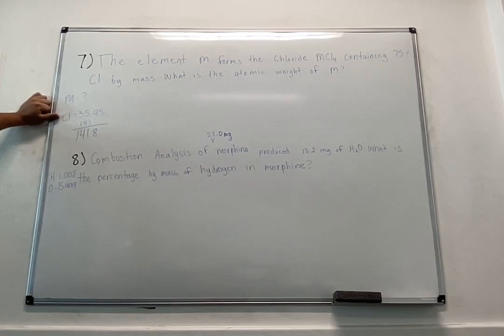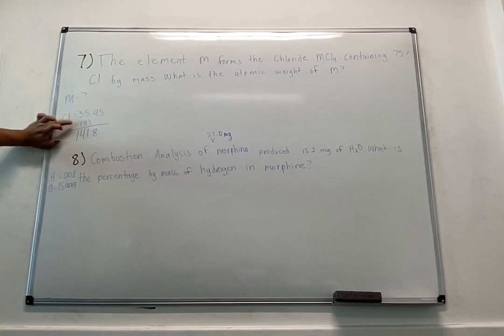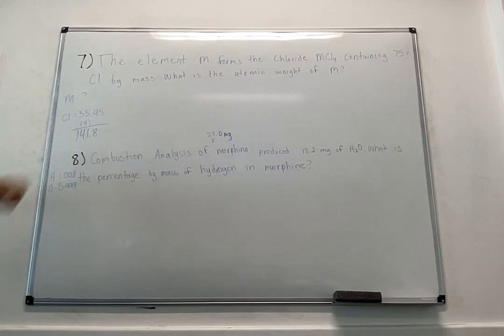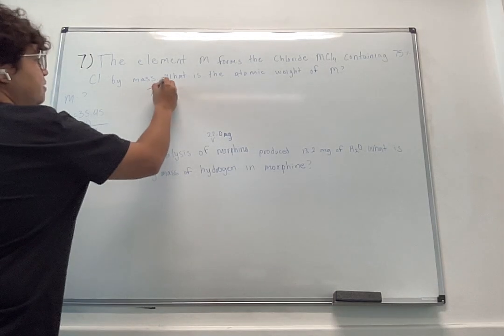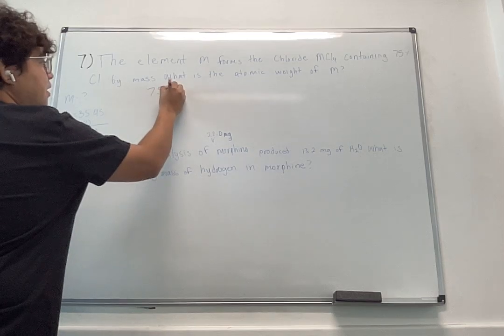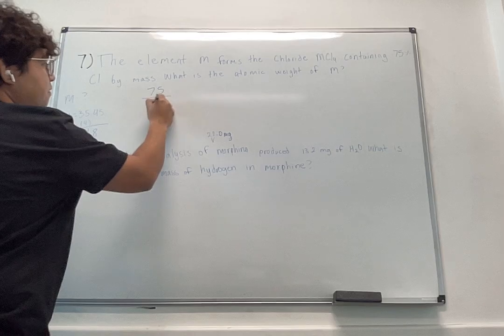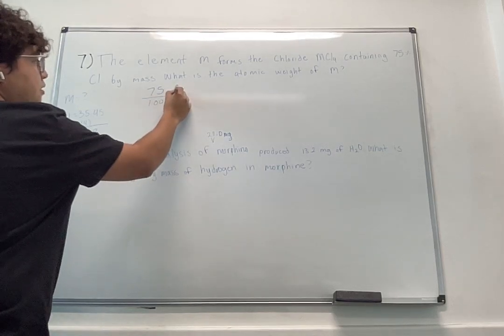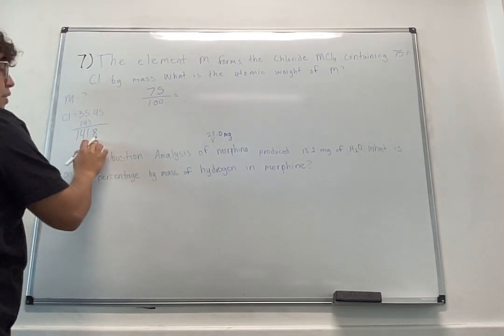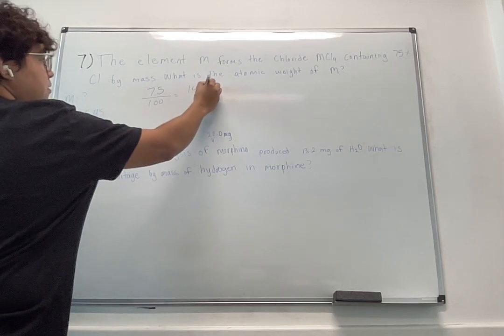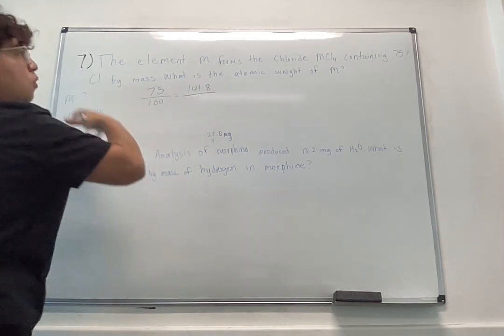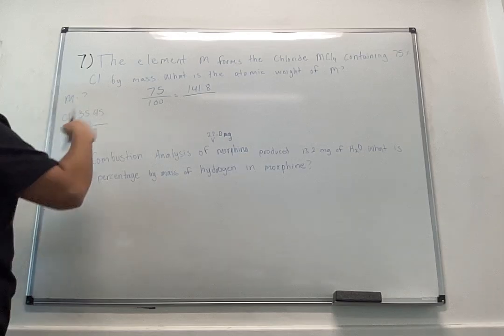Cl, you can look it up on the periodic table, 35.45. But we got 4 chlorides, so we just multiply that by 4. And that gives us 141.8. Okay, so they give us 75%, and percentage can always be written as 75 over 100 equals 141.8, over the total mass, which is MCl4.